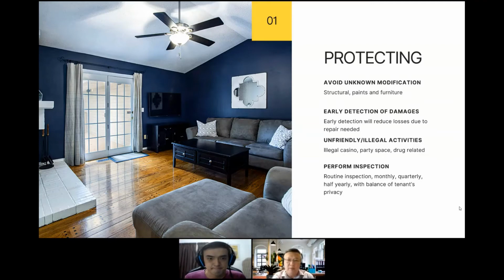So again, performing inspection is very important. You need to do routine inspections. You need to assess the tenant's quality and character, and you can customize a monthly, quarterly, or half-yearly inspection, which is quite impossible at this point in time without a tool. And most important is to balance this with privacy for the tenants. When you do the inspection, you must respect them, because they may have the right to say you cannot keep coming in. So inspection is the key thing you need to do from there.